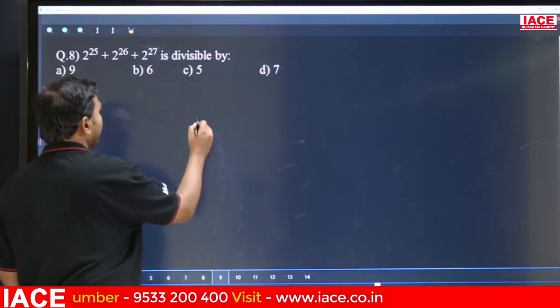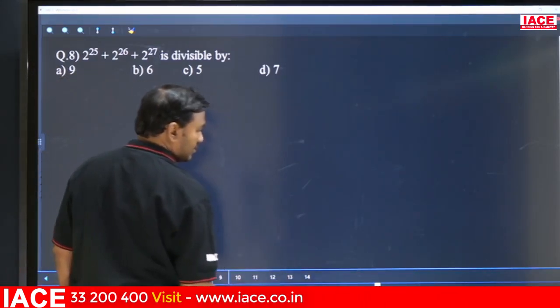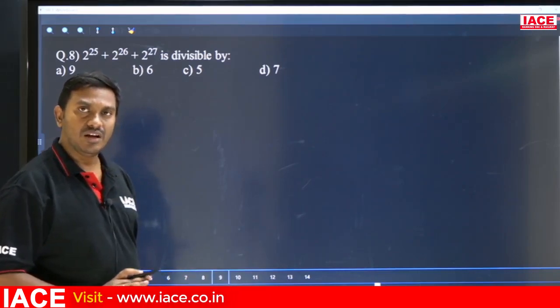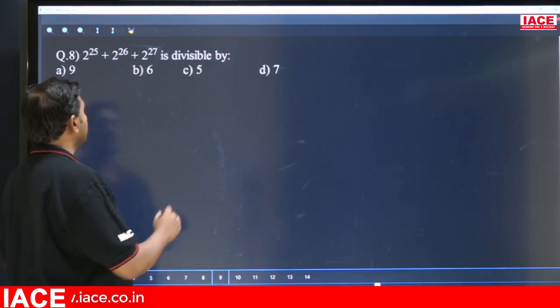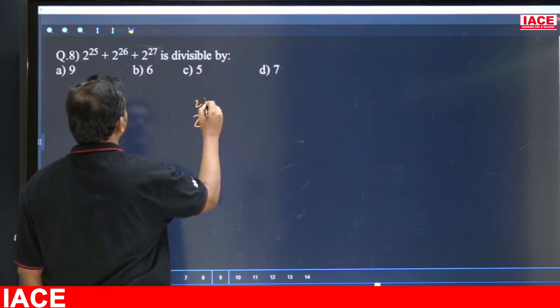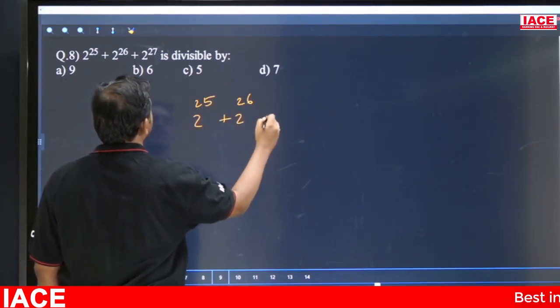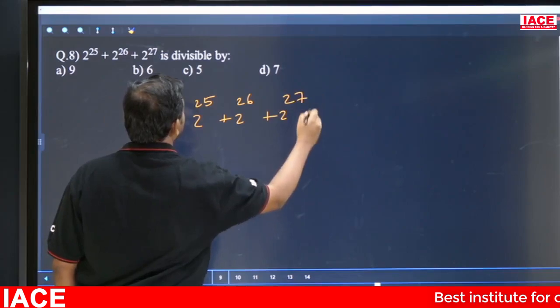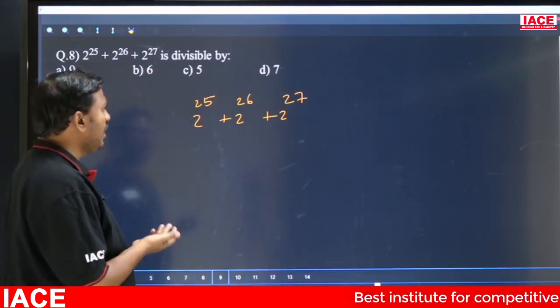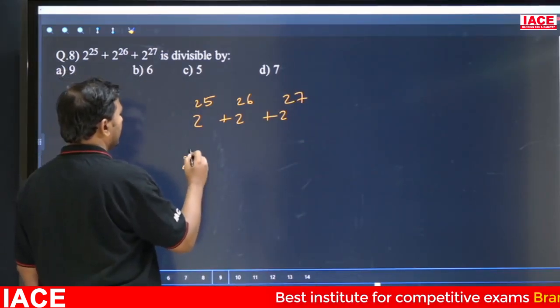2 power 25, this is not a pure maths question. Again, it's a number system question. 2 power 25 plus 2 power 26 plus 2 power 27 is divisible by, very simple. What is the common factor here? 2 power 25 is common.